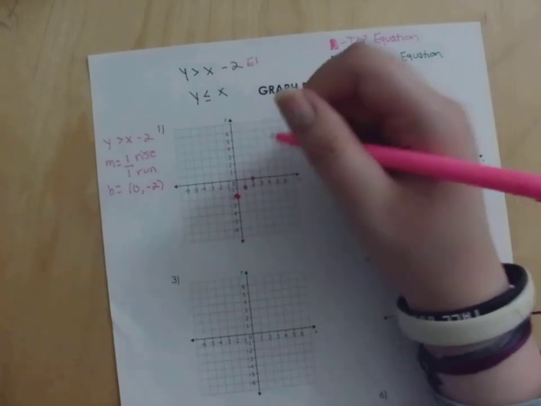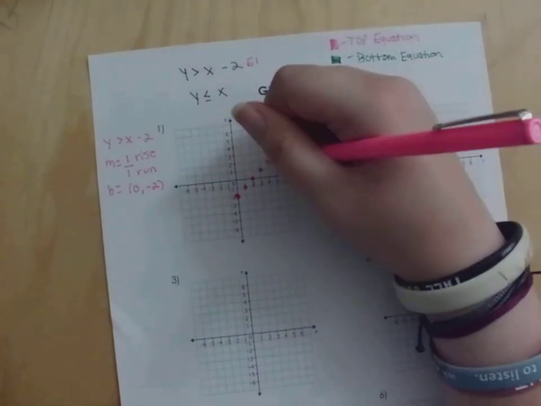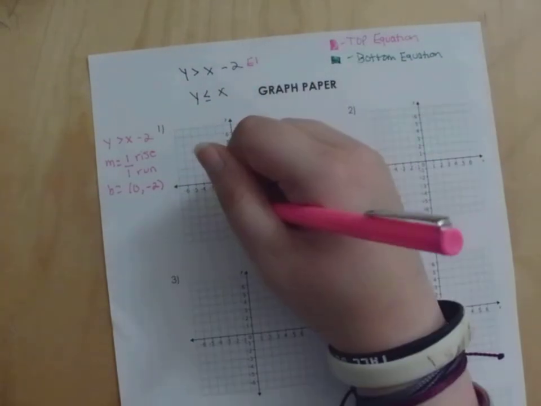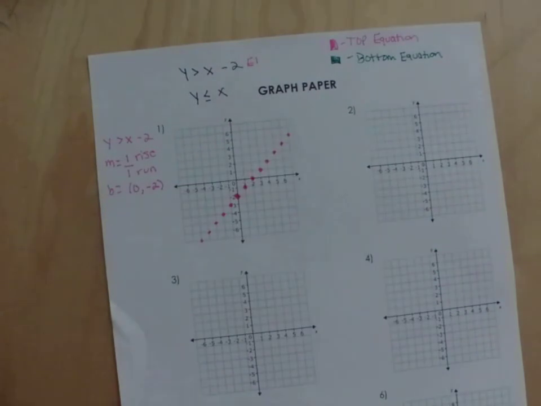And then we continue building off of our points. So up 1 and to the right 1, up 1 and to the right 1. And I'm going to keep doing that because I want to make sure that I fill out my whole graph since I'm going to have to shade.